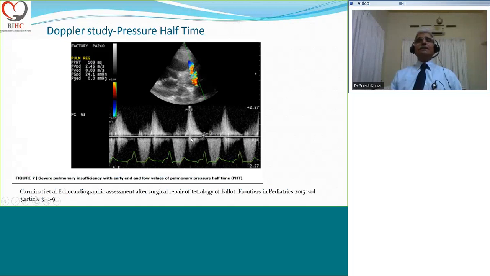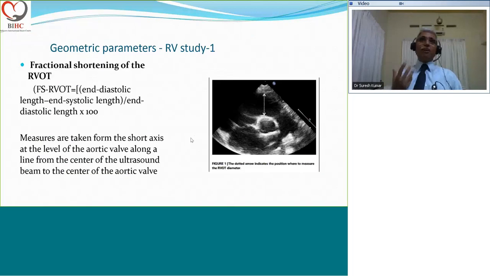And moving to something else, we have an inherent problem in assessing RV function. For instance, we don't have a formula, unlike say Simpson's rule in the LV, for assessing the left or right ventricular ejection fraction. It is foolish to try to apply the left ventricular volume calculations to the right ventricular volume. Never do that. There are certain surrogate markers which have evolved.